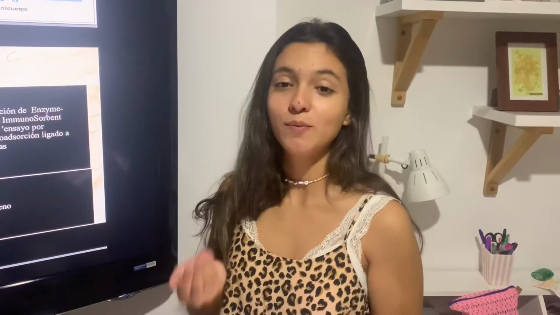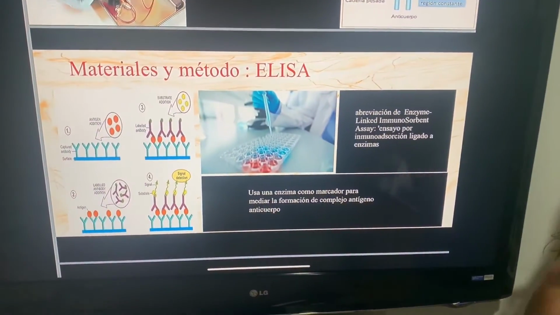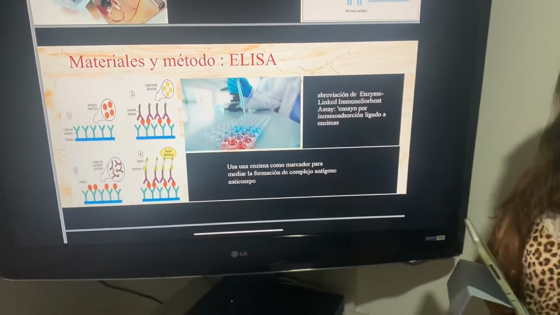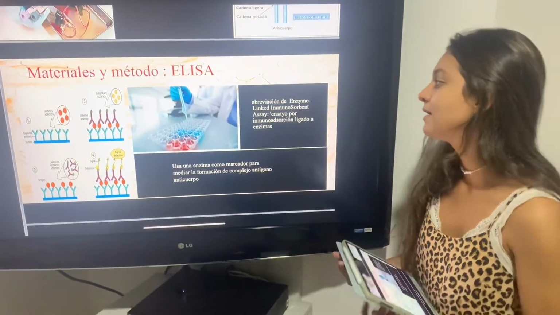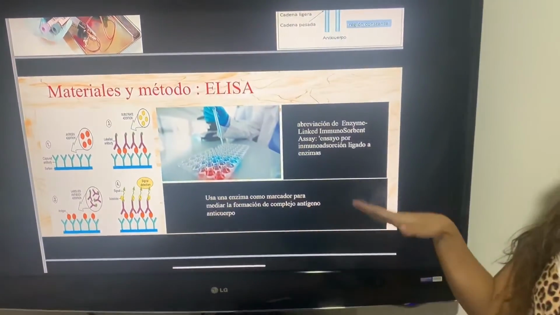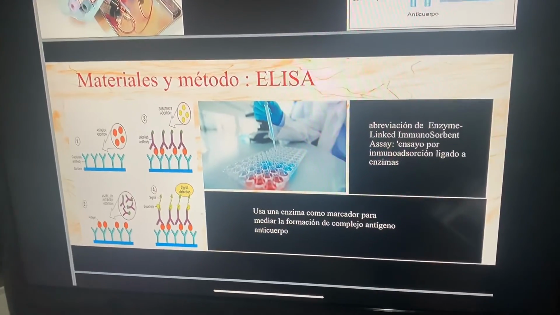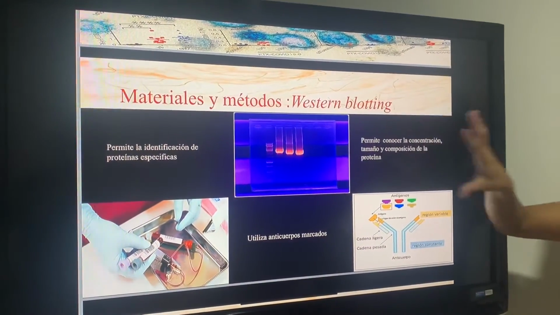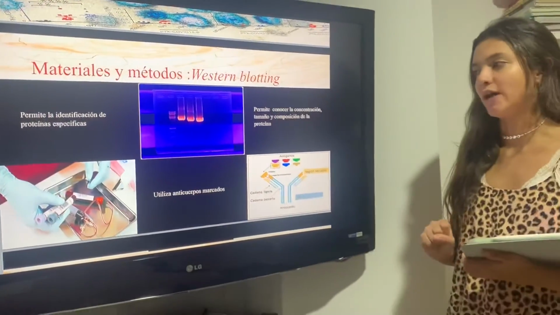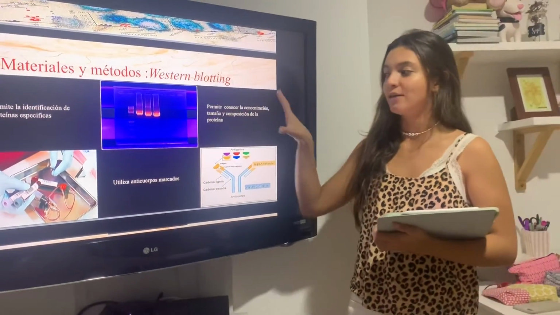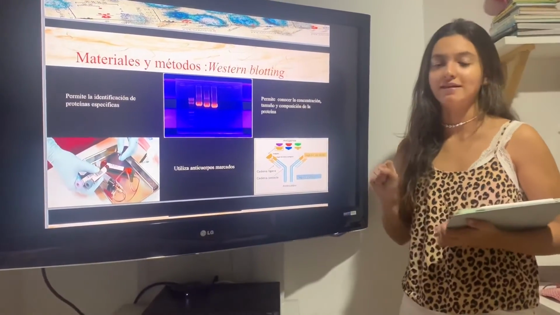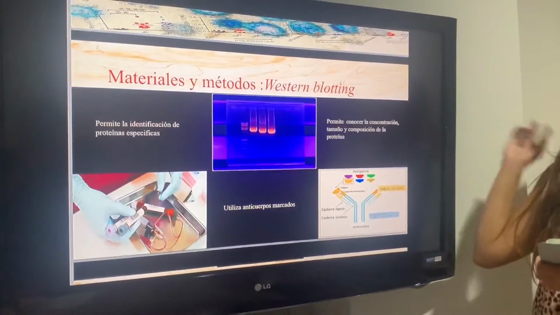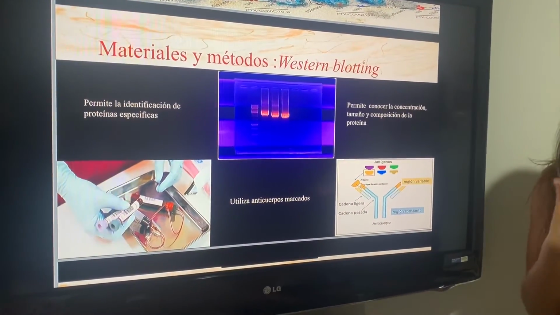Ahora vamos a continuar con los materiales y métodos de ELISA. Entonces, ¿cómo funciona? Es que vamos a detectar un antígeno, ya que se une un anticuerpo unido a una enzima que es un marcador para medir la formación del complejo antígeno-anticuerpo, que es lo que les acabé de explicar. En esta diapositiva vamos a hablar del Western blot. Entonces, ¿cómo funciona? Se usa un proceso llamado electroforesis, que es que se meten las proteínas en un gel y esa nos permite conocer la concentración, el tamaño y la composición de la proteína.